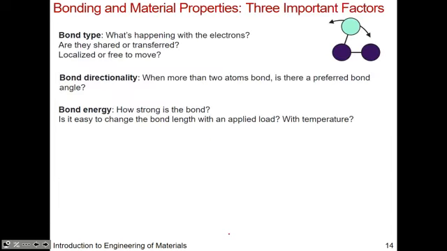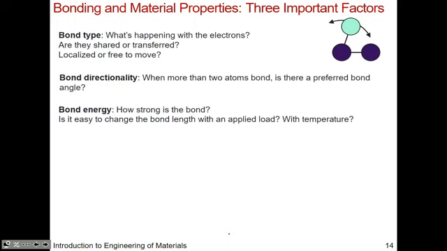So when we talk about bonding types, we talk about if an electron is shared or transferred. So the bond type, what's happening to the electron? Are they localized or free to move? So is it delocalized in a metal, or is it just in between the cation and the anion, or is it shared in its covalent bond? We talked about bond directionality. We talked about bond energy. So these are the 3 things that you need to think about when you think about bonding types.